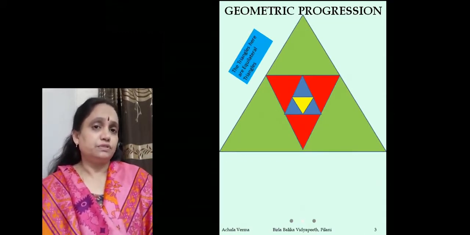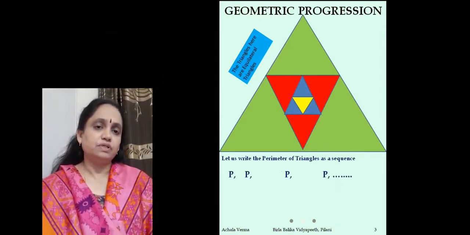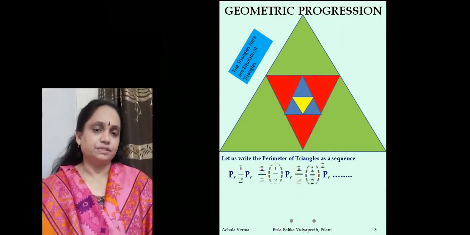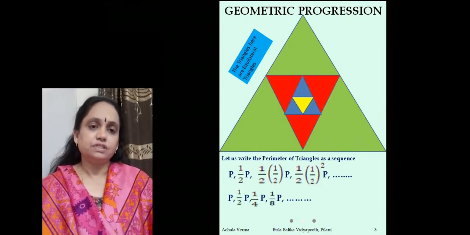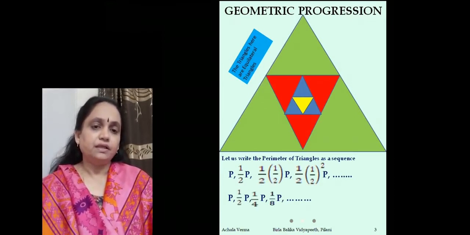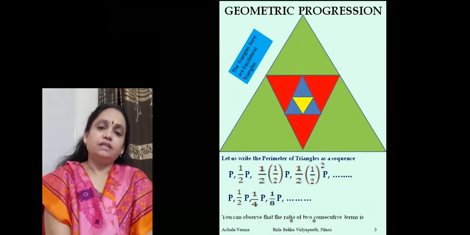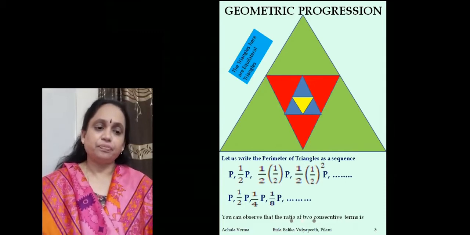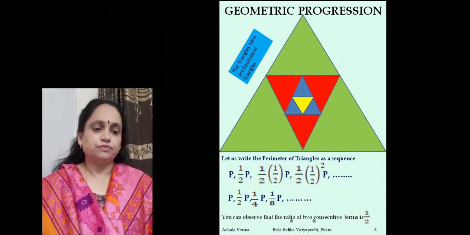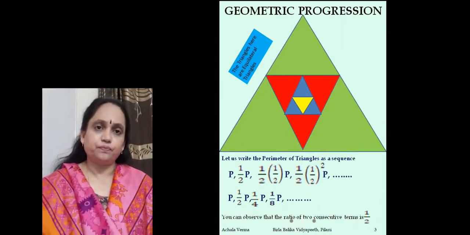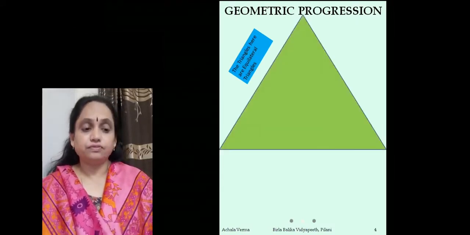What would be the sequence of numbers that we get? Let us look at the sequence of numbers that we get with the perimeter of the triangles. The sequence would look like this. The first term would be P, the second would be 1/2P, the third would be 1/4P, and the fourth would be 1/8P. You can observe that the ratio of two consecutive terms would always be equal to 1/2. Now this is about the perimeter. What would happen about the area of such a triangle?